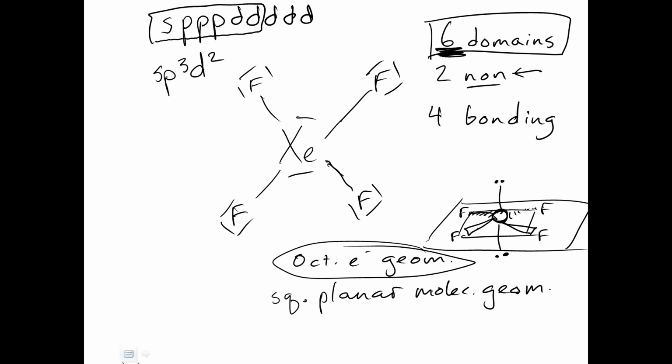Now as for polarity, I have essentially a xenon with 4 F's coming off in each direction, and they all lie in the same plane. So even though I have a pull of electrons towards my fluorines, these are equal and opposite, so they'll cancel. And these are equal and opposite, so they'll cancel. So because of the orientation of the bonds, overall I have a nonpolar molecule.